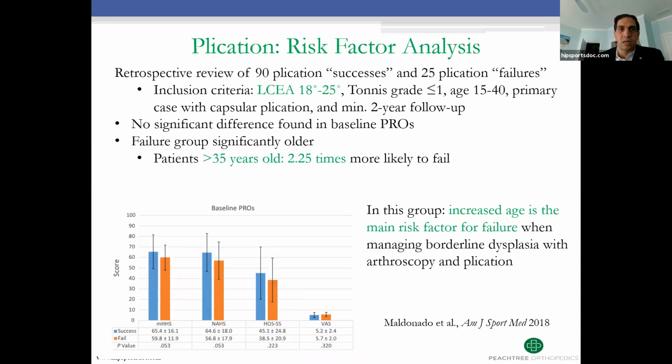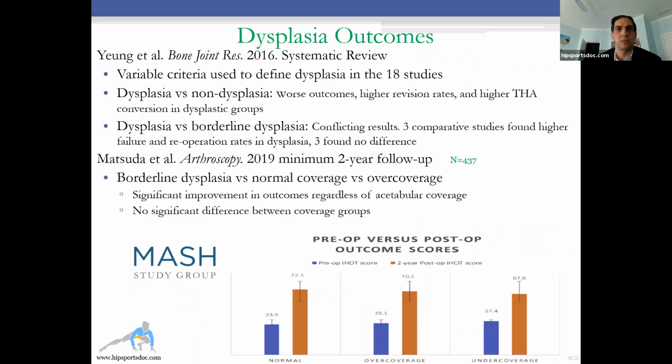In terms of additional studies looking at risk factor analysis related to plication, this is a study that included patients who were Tönnis grade 1 or less, had a low to borderline dysplasia, and a minimum 2-year follow-up, and there was no significant difference found in the baseline patient-reported outcomes. Interestingly, the failure group was those that were older. They were 2.25 times more likely to fail than younger patients in this group.